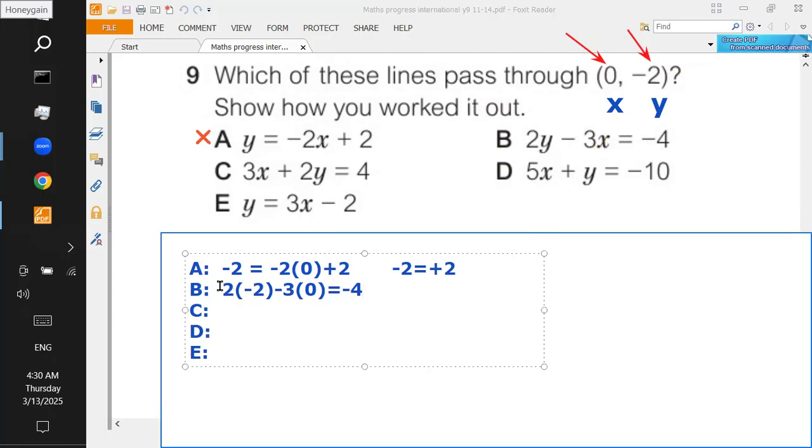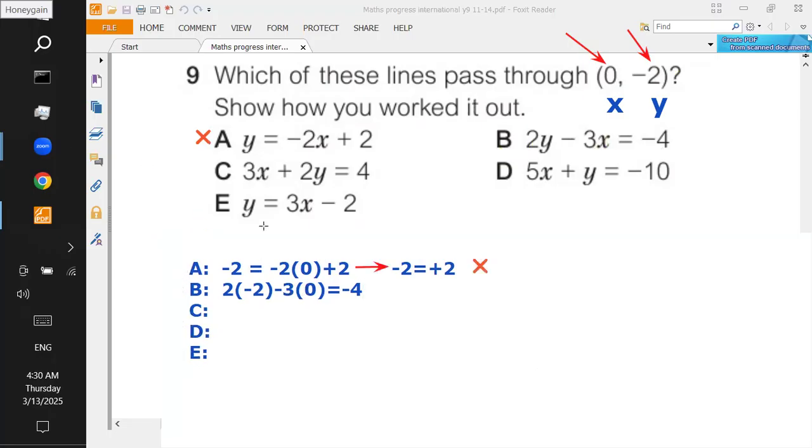Now I'm going to solve this. 2 times negative 2 is negative 4. And negative 3 times 0 is going to be eliminated because it's 0. So you end up with negative 4 on this side, equals negative 4. Now, when you look at the values, are they equal to each other? Is negative 4 equal to negative 4? Yes, it is. It means the point goes through line B.